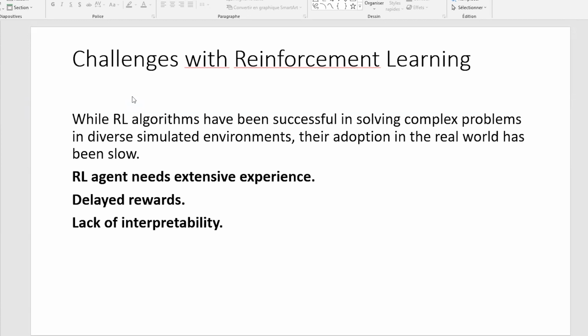And also, one of the main issues is the lack of interpretability. Can somebody tell me what it means, the lack of interpretability? Because if you have been working with AI this past couple of months or years, you should understand the meaning of interpretability in terms of AI. Can somebody answer? What is the lack of interpretability? Anyone?